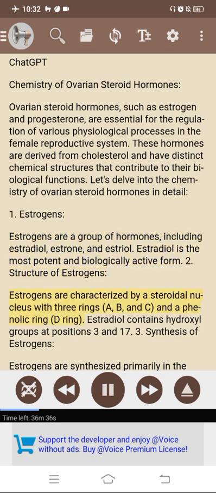2. Structure of estrogens. Estrogens are characterized by a steroidal nucleus with 3 rings A, B, and C, and a phenolic ring D ring. Estradiol contains hydroxyl groups at positions 3 and 17.